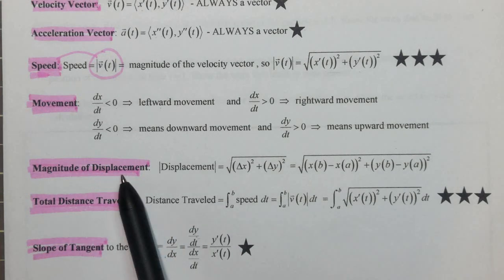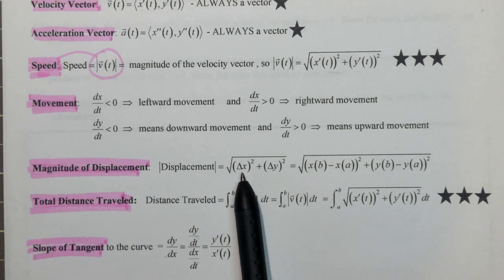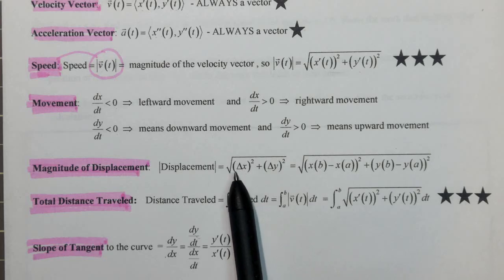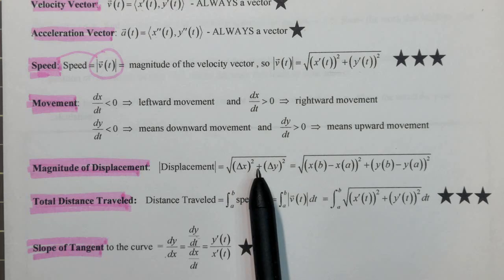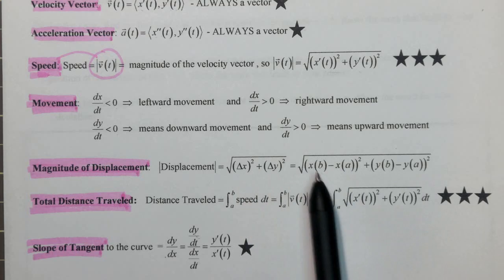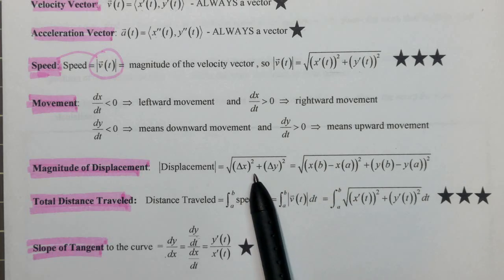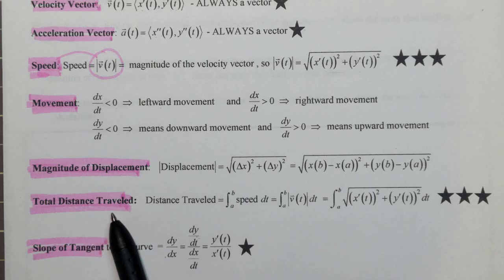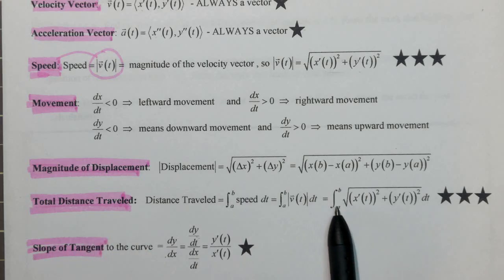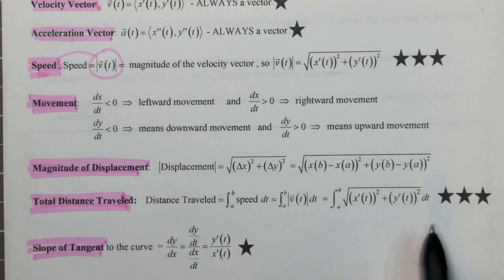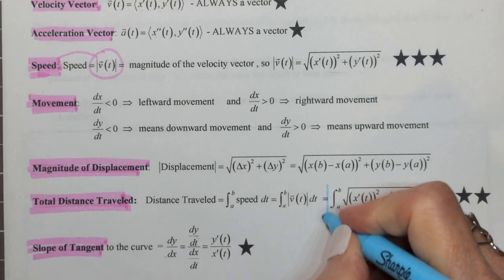Magnitude of displacement is the distance, just the distance, between the origin and a point on the curve. So it is just our distance formula. Total distance traveled is our integral. It is the integral of speed. Integral of speed. That's how I remember it. In fact, I will put that on here. Integral of speed.